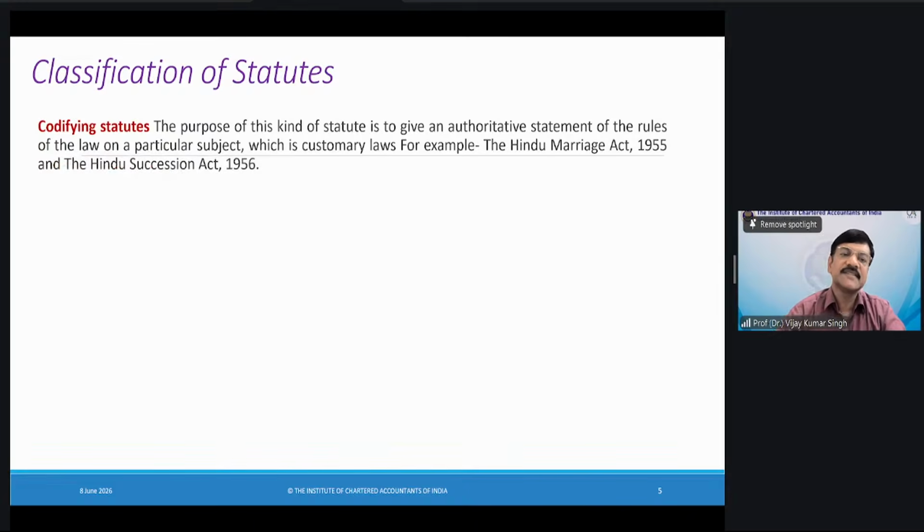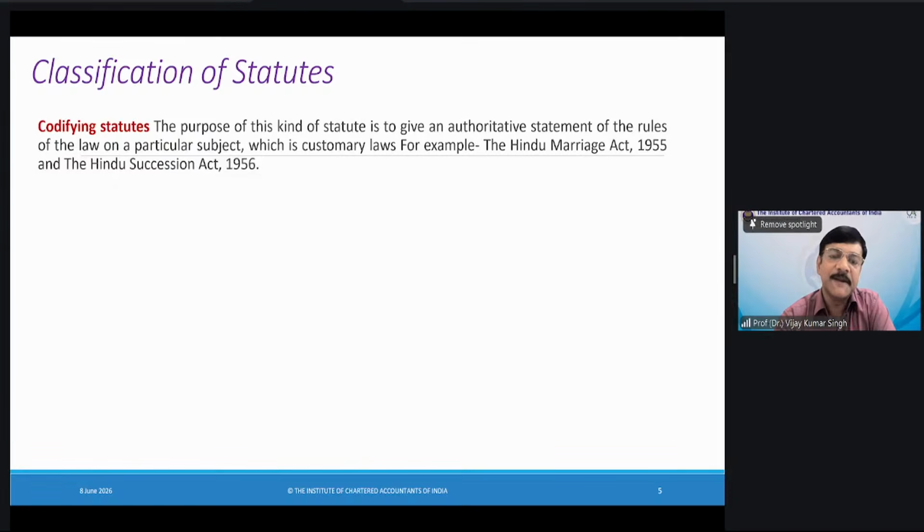The first type of statute is codifying statutes. The purpose of this kind of statute is basically to consolidate, or give an authoritative statement of, the rules on a particular subject with customary laws. See, prior to the Hindu Marriage Act 1955 or Hindu Succession Act 1956, the matters of marriage, divorce, succession were dealt with in Hindu society without a law, right? It was only customs or practices by which people used to govern their marriages.